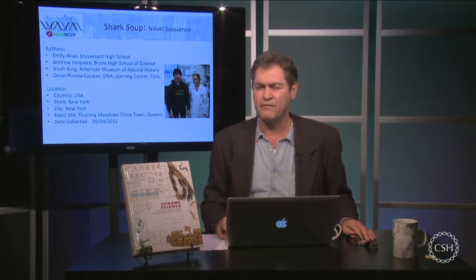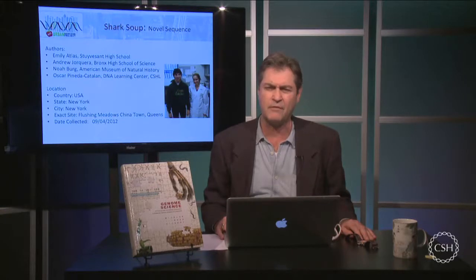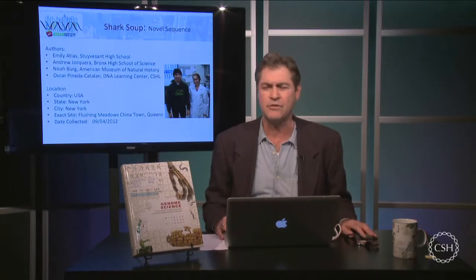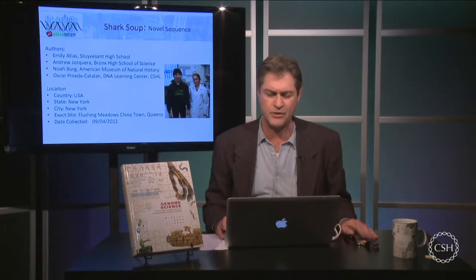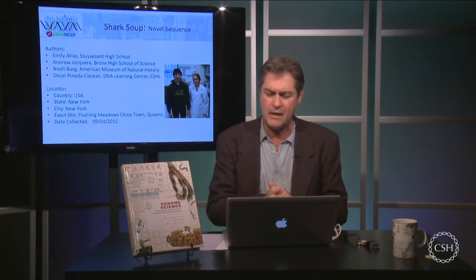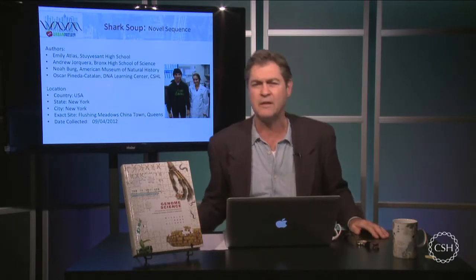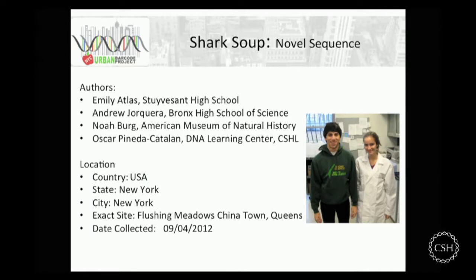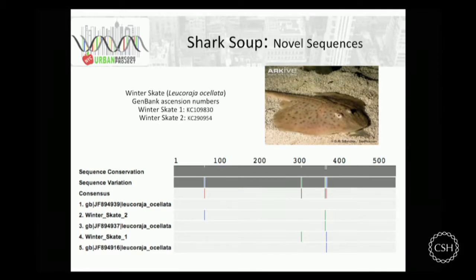Well, I said that DNA barcoding provides a pretty low level threshold for having students do a real scientific publication. Here's a brief case study. These were students in New York City who were interested in finding out what kind of sharks are used in the dried shark that is used for the Chinese delicacy shark fin soup. And they found a number of different species could be in those dried sharks. One of them is actually the winter skate here.